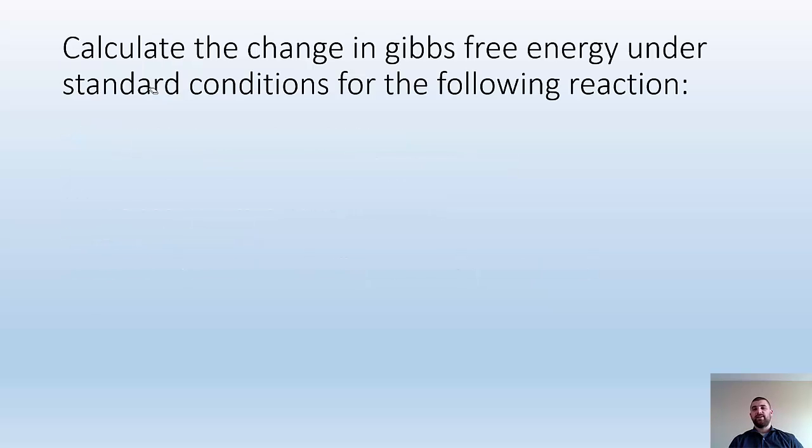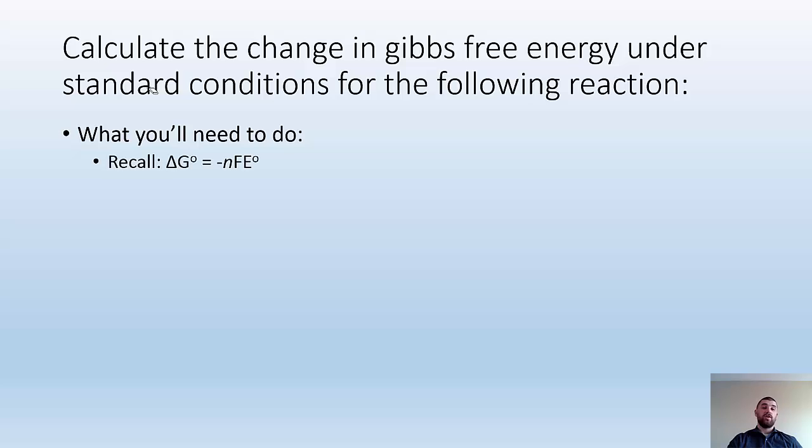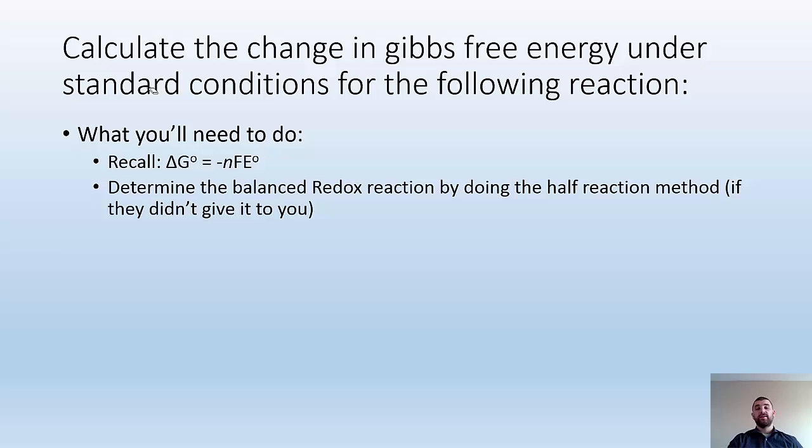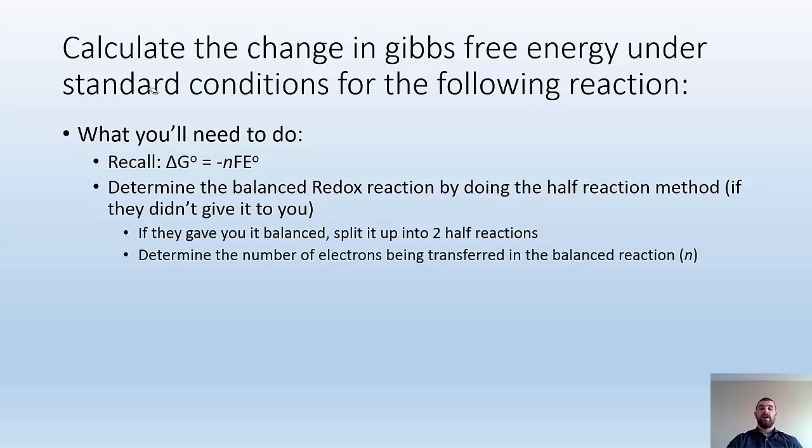Calculate the change in Gibbs free energy under standard conditions for the following reaction. What you'll need to do for these kinds of problems, you get asked that, first thing you got to do is recall delta G naught equals negative nFE naught. Then you got to determine the balanced redox reaction by doing the half reaction method if they don't give it to you. In order to do that, split it up into two half reactions and then look at how many electrons are being transferred.